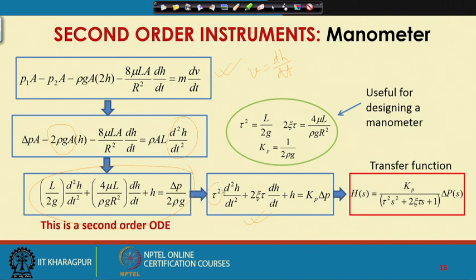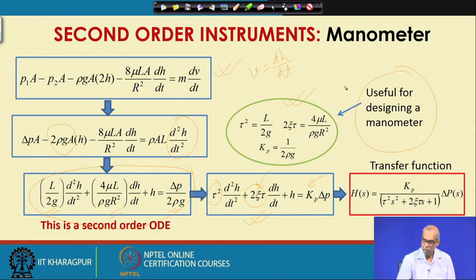So, these parameters zeta, tau and k are obtained from this and this. So, this becomes very useful for designing a manometer. If you want to make zeta less than 1, what sort of parameter values should you have?